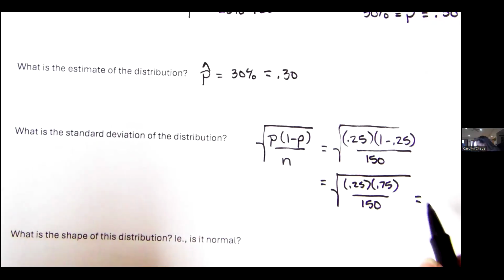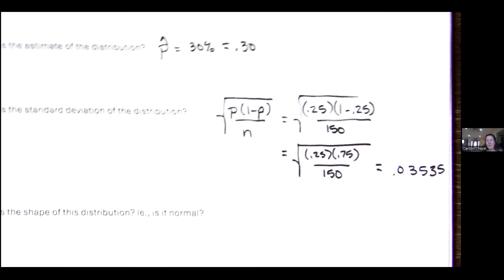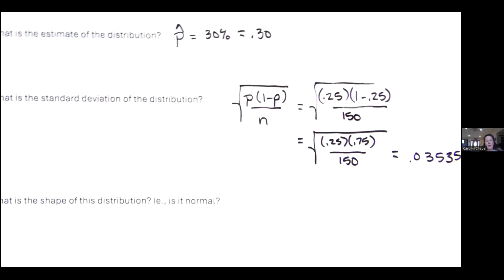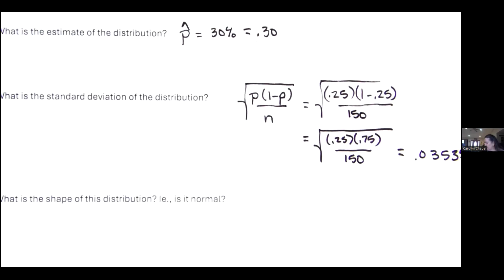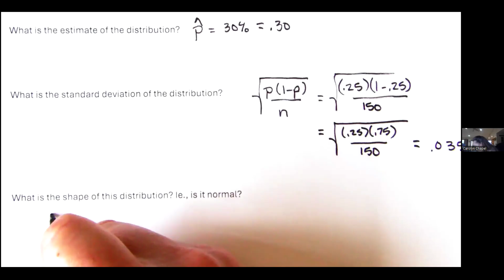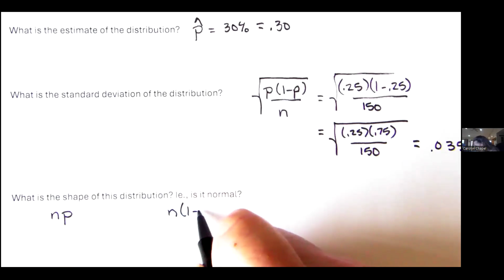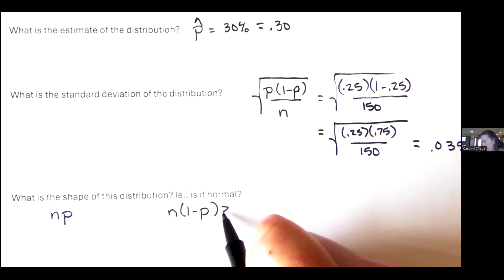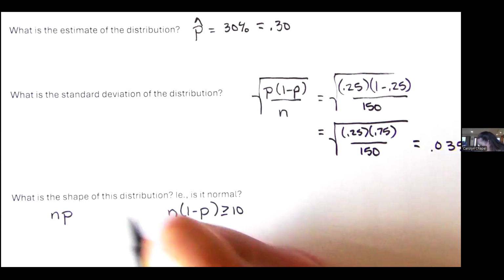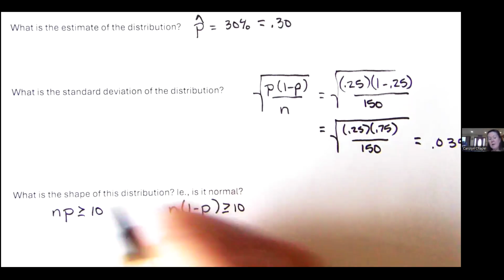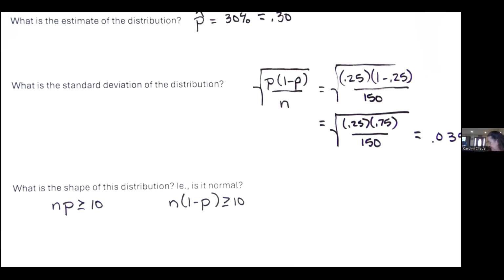And I come up with 0.0353, and I'm going to run out of room on my paper, but I have 55339. So there's a bunch of digits, but there are more. Okay. And then the shape, that's where we're going to check to make sure that n times p and n times 1 minus p are both bigger than or equal to 10. And if they are, we will be normal.